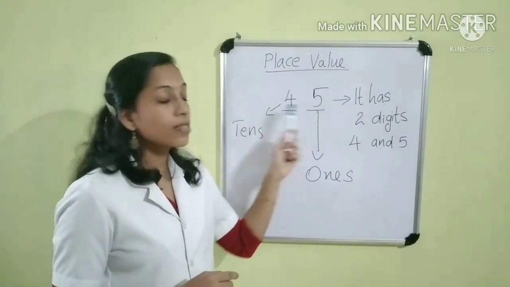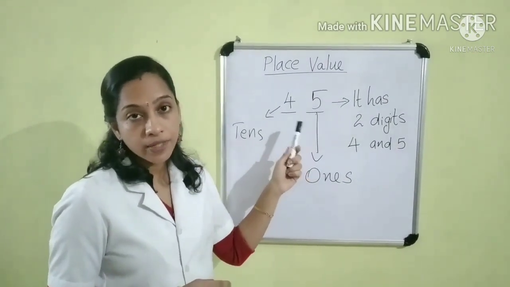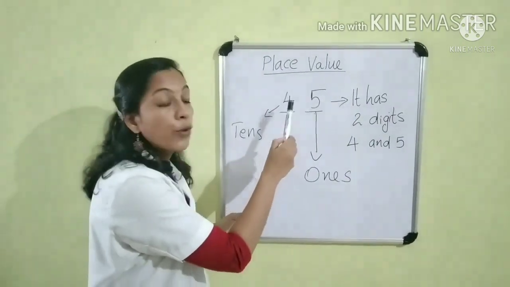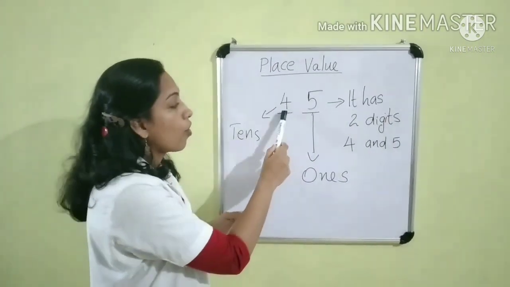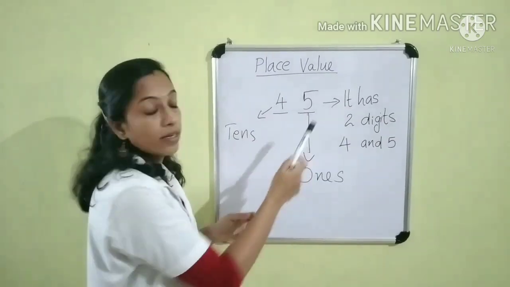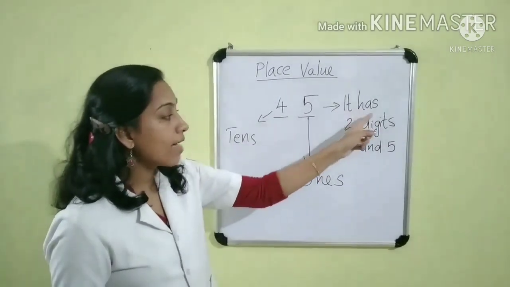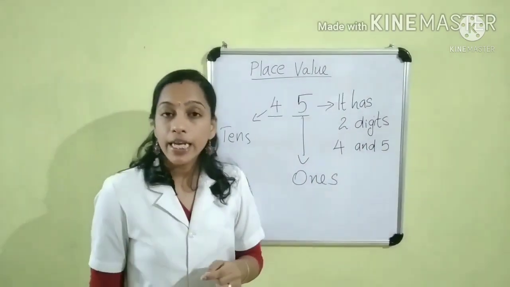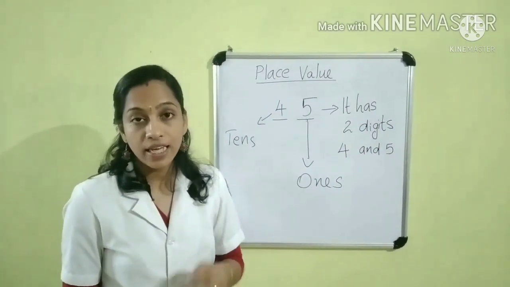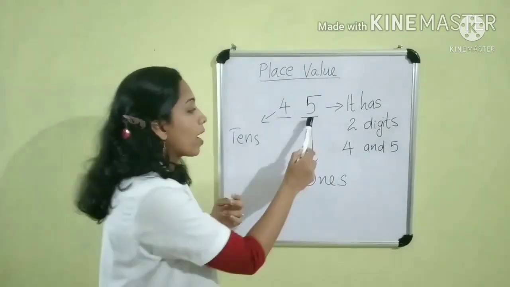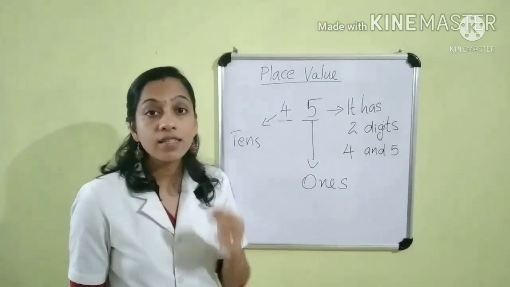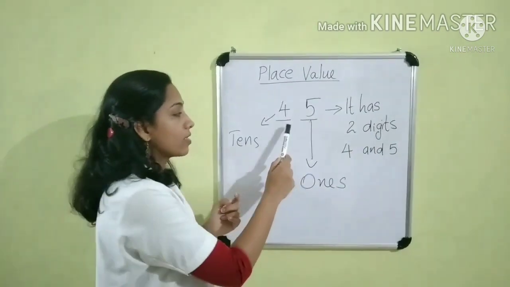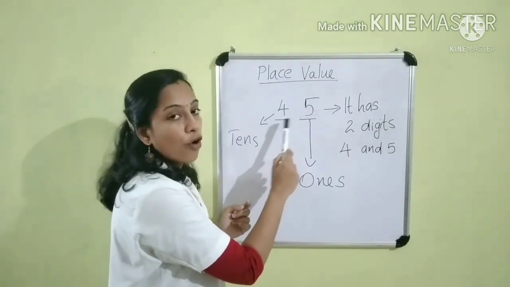Can you tell me, is this a two-digit number? Yes, it's a two-digit number because it contains two digits, 4 and 5, that I have written here. In a two-digit number, we can see two places. 1, 2. How many places? 2 places. In this example, we can see two digits, 4 and 5.